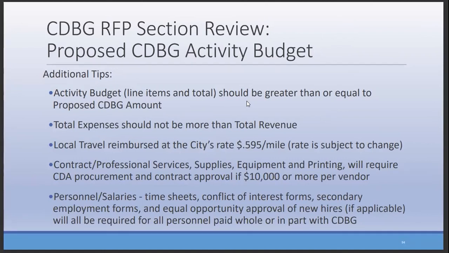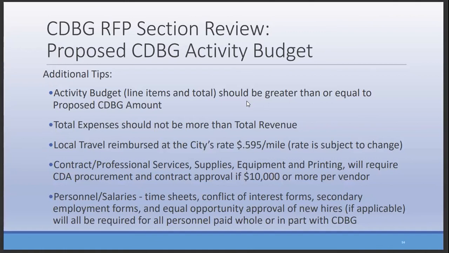Here are some additional tips as it relates to the activity budget. In eGrams, balancing the activity budget is one of the most common validation errors received by users. Two ways to eliminate errors are to ensure that the activity budget is greater than or equal to the proposed CDBG amount, and that the total expenses should not be more than the total revenue. Your budget should not reflect that you are in the red. At the same time, as nonprofits, you should not have a surplus.